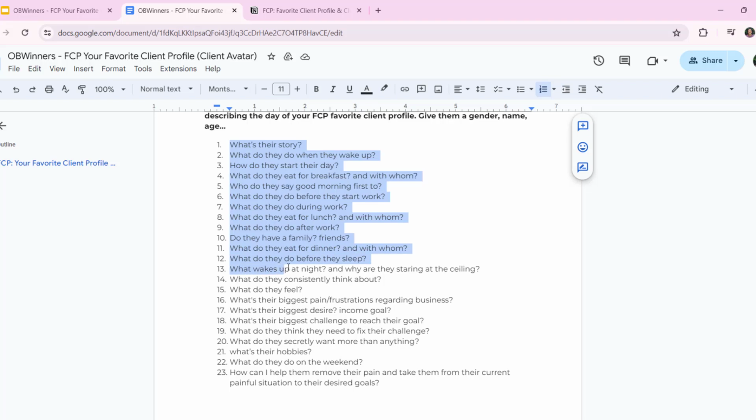Thirteen, what wakes them at night and why are they staring at the ceiling? That's deep. Fourteen, what do they consistently think about? Fifteen, what do they feel? Sixteen, what's their biggest pain, frustrations regarding business? Seventeen, what's their biggest desired income goal? Eighteen, what's their biggest challenge to reach their goal? Basically, you can change this if you're selling fitness, so you can say regarding fitness.